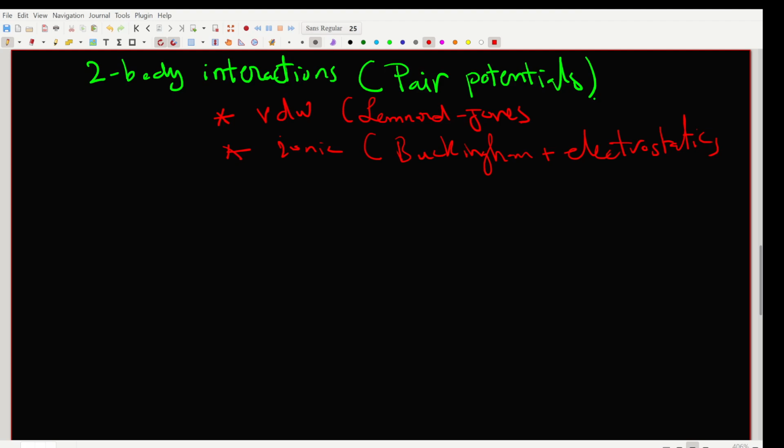Beyond that, we will jump to discuss three-body interactions. So in the next video, we will start with the Lennard-Jones potential.